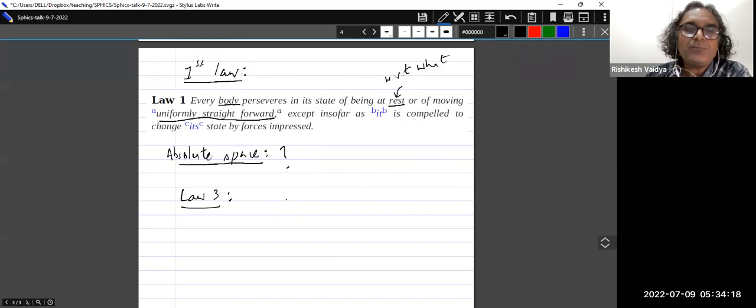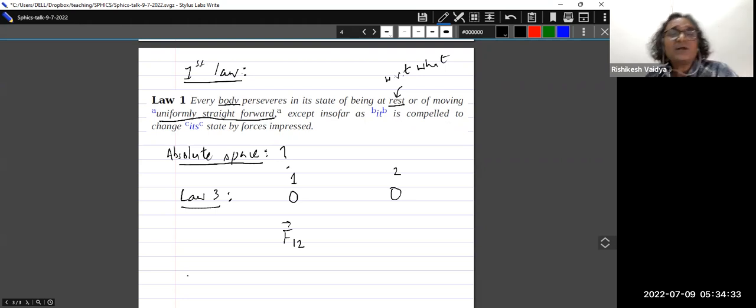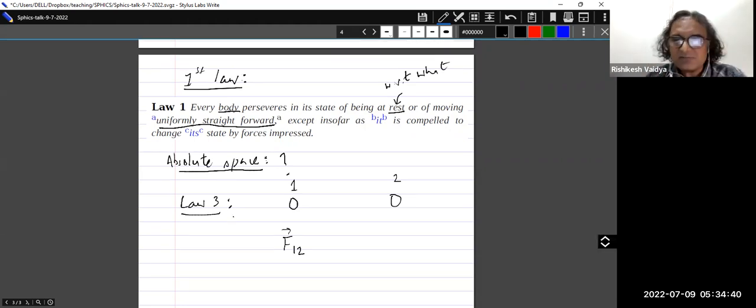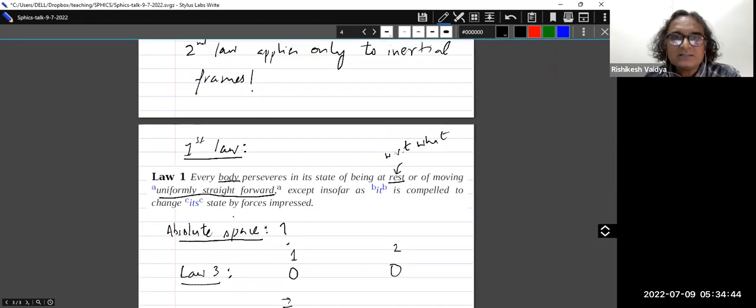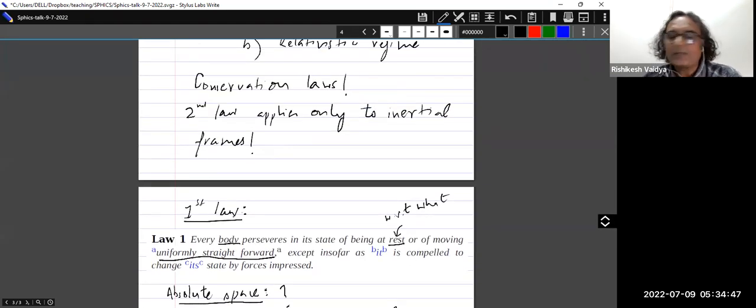that if you have a body 1 and a body 2, suppose the force on body 1 due to body 2 is F12. And the third law says that there is no such thing as, okay, before I do that, actually, I think I'm very much impeded by writing, looking at the screen and writing here. Okay, let me put it this way.